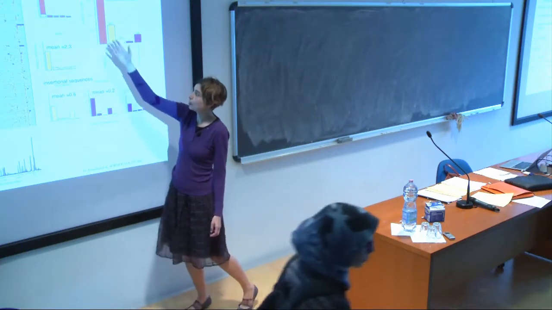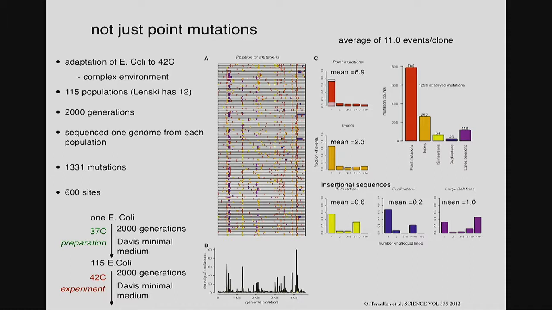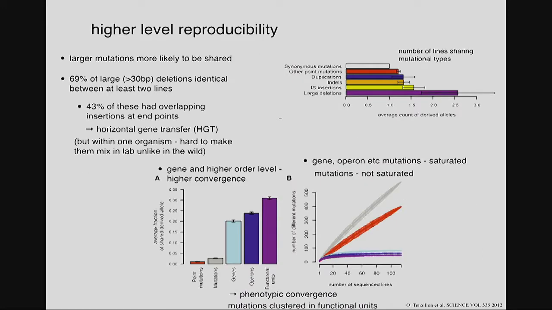On average, every clone had 11 events. These are the absolute numbers and the mean. So there are point mutations, but there are also indels, which means insertions and deletions. So you get rid of some DNA and you put in some other, or one of the two. There are insertional sequences, so bits from elsewhere that just get inserted, duplications and large duplications, so basically things much larger than point mutations going on. But what's interesting is that at the level of point mutations, it's not very reproducible. If you look at how many shared mutations these different populations had, at the level of point mutations it's actually very small.